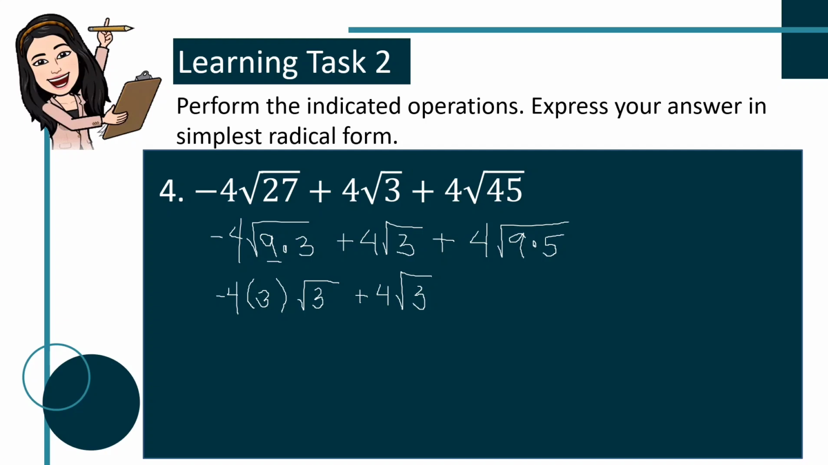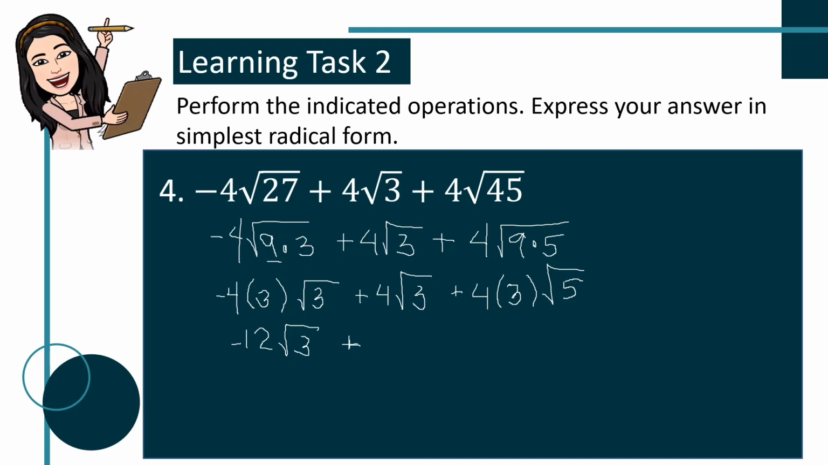Next is the third term. We have 4 times, we extract the root again. Square root of 9 is 3 because 3 times 3 is equal to 9. Therefore, what is left inside the radical is 5. The 5 is already in simplest form. So let us simplify. We multiply the coefficients. We have negative 4 times 3, correct, negative 12. And then copy the square root of 3 plus, we copy again our second term.